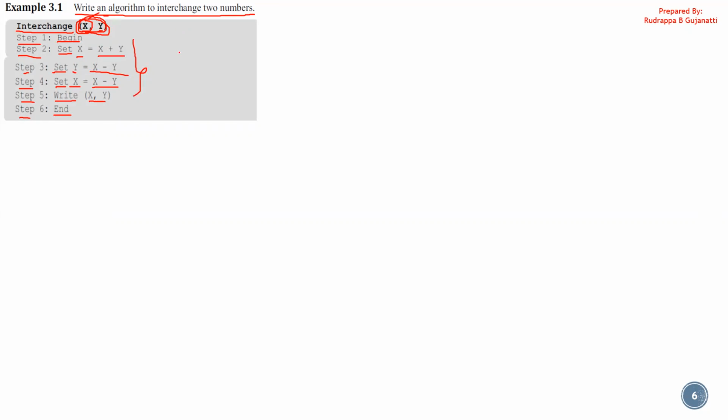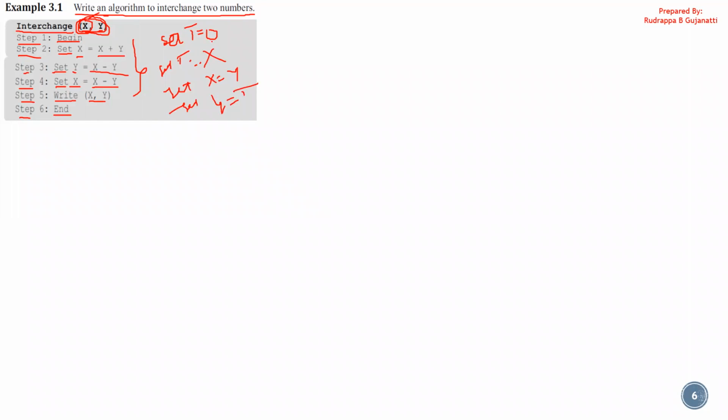If you want, you can have another temporary variable, where you can specify set t is equal to 0. In this, you can again write set t is equal to x, so the x value is stored in this one. Next, you can write set x is equal to y. Now what you can do is set y is equal to t.